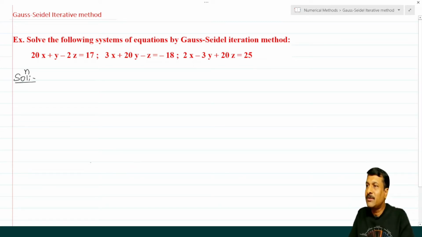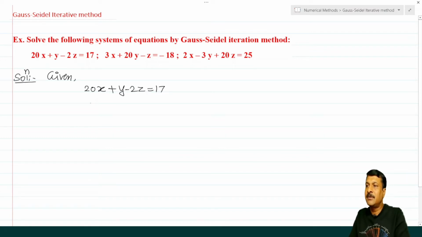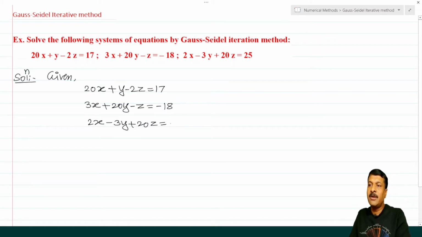So what is the solution for that? First you write the given equations. 20x plus y minus 2z equal to 17. Second equation, 3x plus 20y minus z equal to minus 18. Third, 2x minus 3y plus 20z equal to 25. So this is equation number 1, this is equation number 2 and equation number 3.